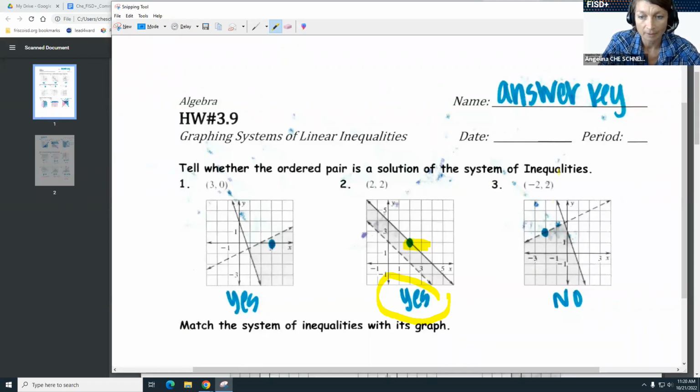Now, what happens when the point ends up being on a dashed line, like it's the case here? For number 3, you have (-2, 2). When the point is placed into the coordinate system, you notice that it's on a dashed line. The point is not included. So always be careful with solid versus dashed.